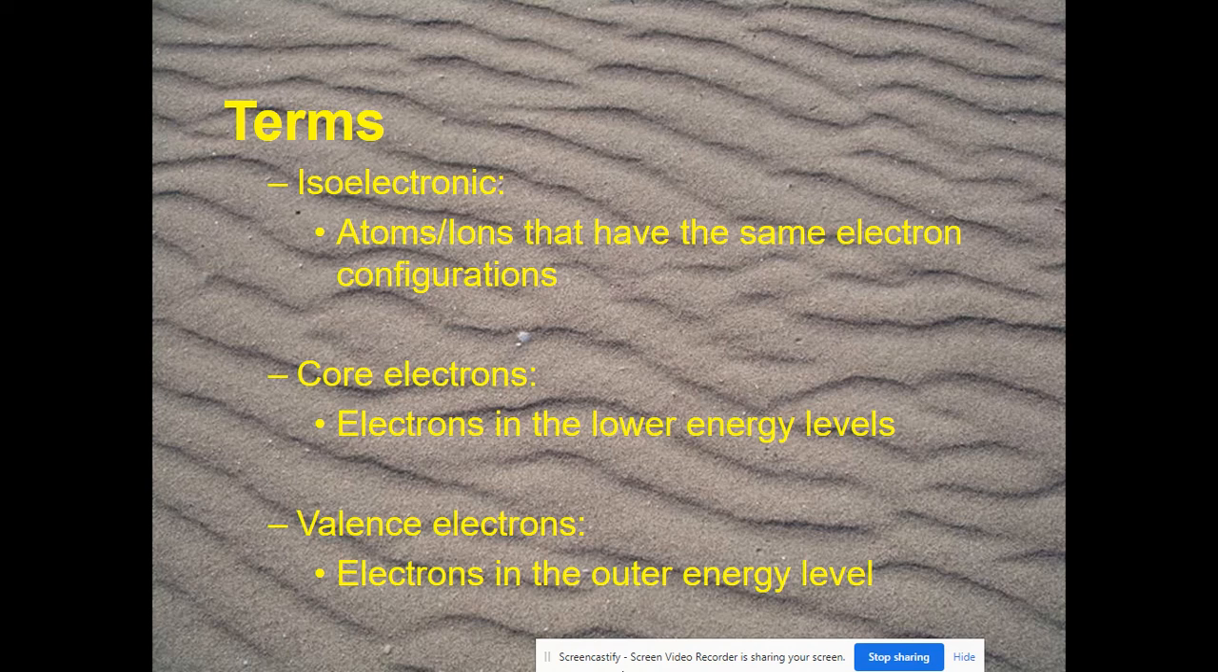Core electrons are electrons in the lower energy levels. I will show you a configuration so you will see what the core electrons are in that configuration. The valence electrons are electrons in the outer energy levels. And again, I'll show you that within a configuration.